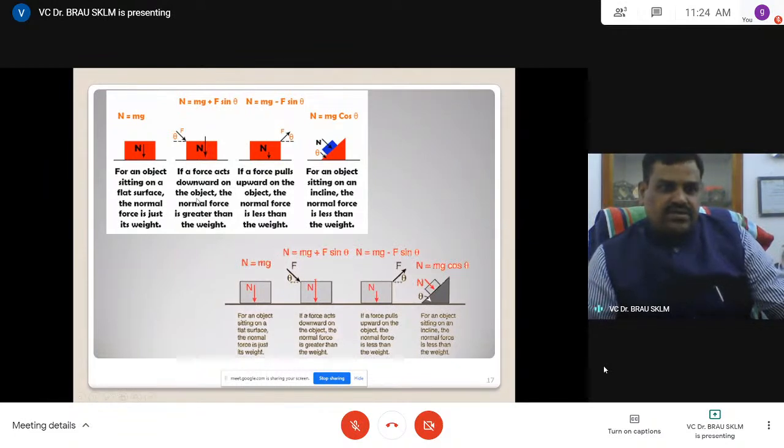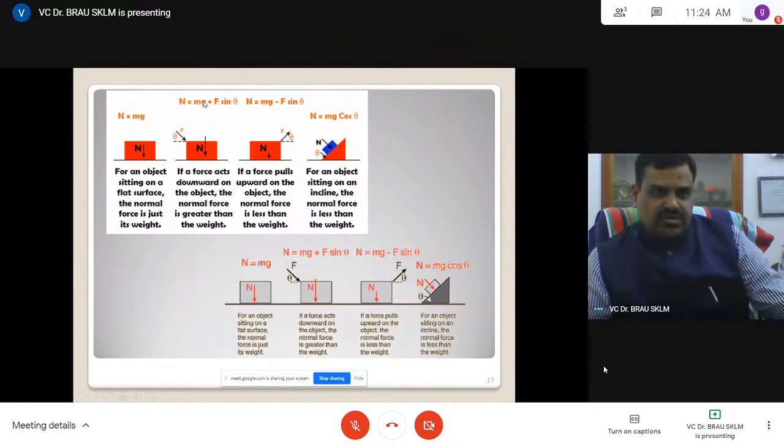The force acts downwards, and in addition to that, this is the external force. In that case, the normal force is greater than the weight, because this is the weight plus F sin theta. Obviously, it is more than earlier. Now, when you are applying an external force, that effect is also coming into the picture.